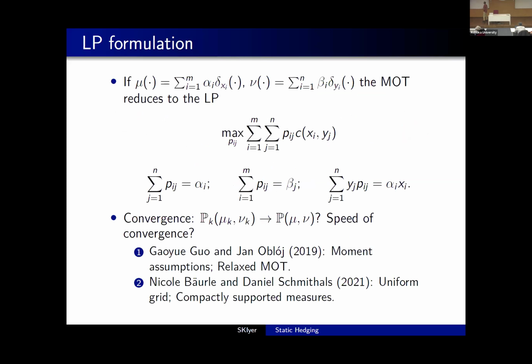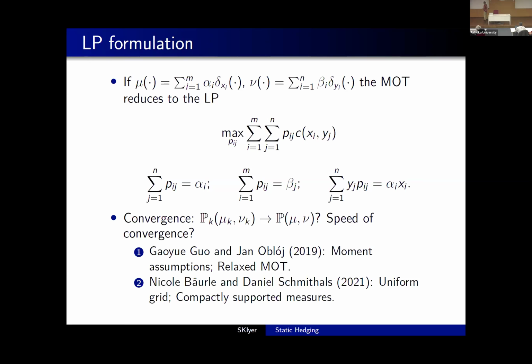So in the discrete case, if the marginal measures are discrete, then the martingale optimal transport reduces to the LP problem, where Pij is the probability that at time u your stock price is xi, and at time capital T it's yj, right? And these are the marginal constraints: the sum of Pij over j is alpha i, the sum over all i is beta j, and this is the martingale constraint. Now, of course, once you have these discrete approximations, the natural question is: if more and more call prices are observed, and mu k and nu k converge to the original measures mu and nu, will the solution also converge? And what is the speed of convergence?